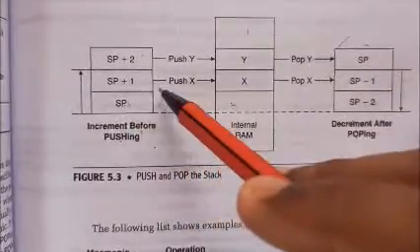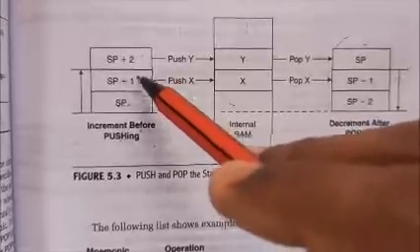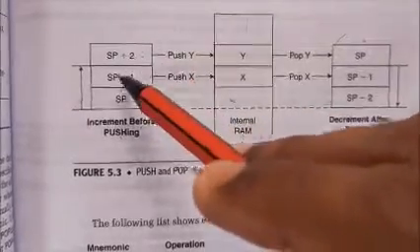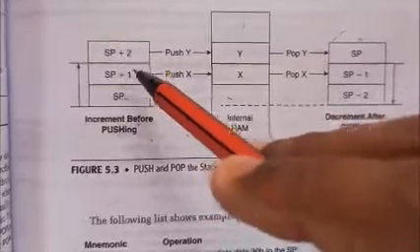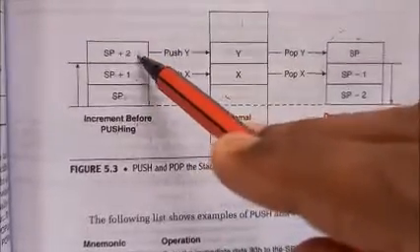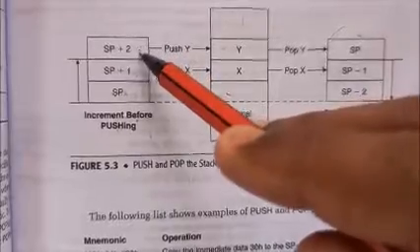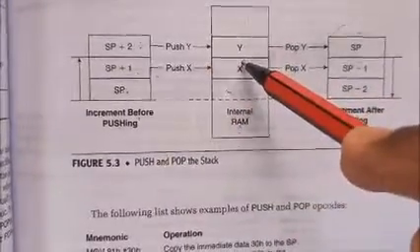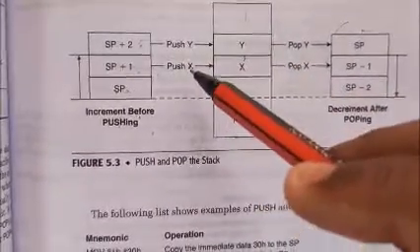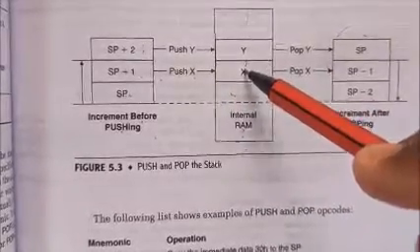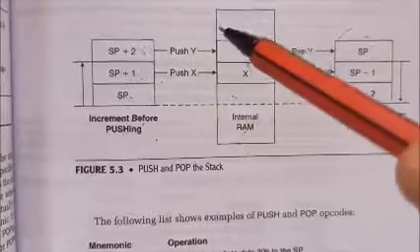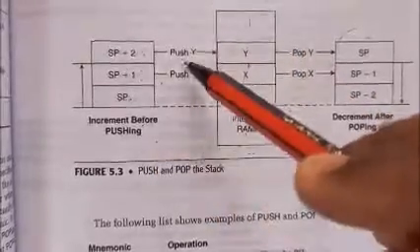SP plus 1 means this is the X. If you want to push the Y variable, at that time first it will perform the increment. That means previously SP plus 1 is there; if you make it plus 1, it becomes SP plus 2. So this helps to push the Y variable here. Once you perform the pushing of the X variable and Y variable, the same data is available in internal RAM, X and Y.